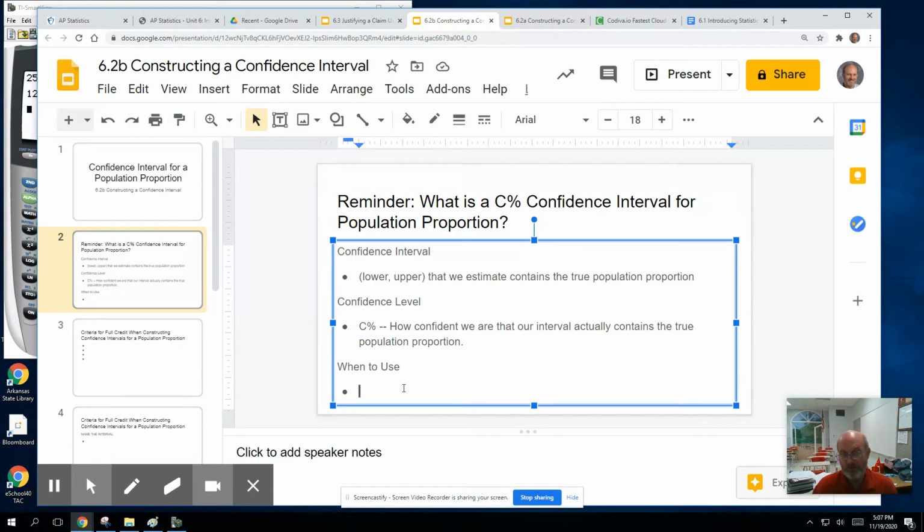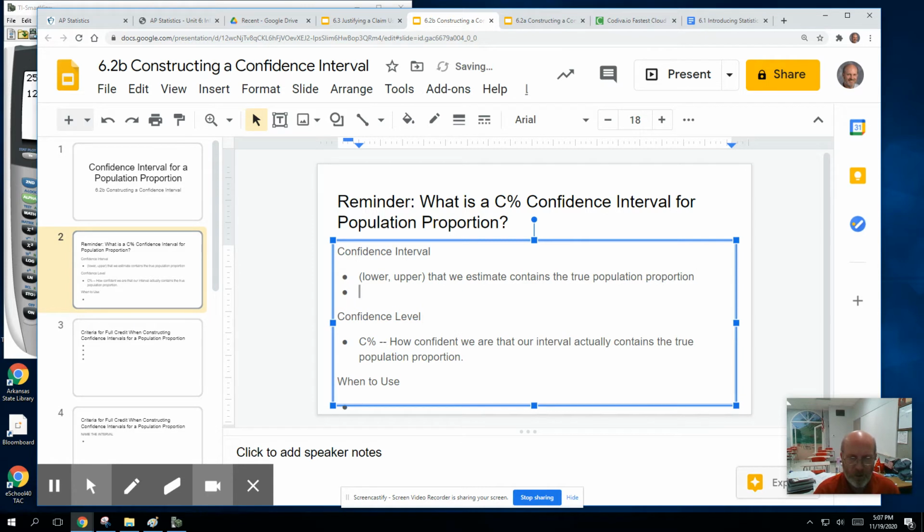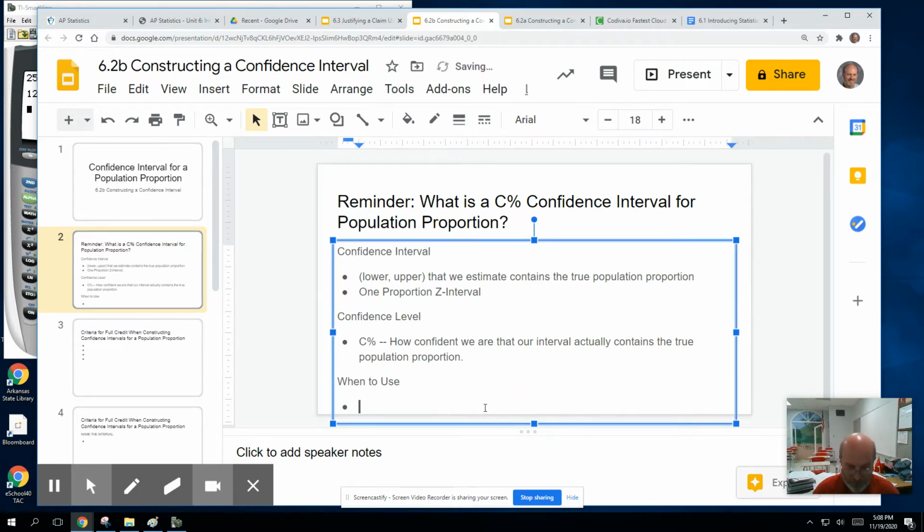When do we use this confidence interval? All right, first off, the confidence interval we want to use when we're calculating this is what we call a one proportion Z interval. And when do we use that? We use that when we are estimating a population proportion from a single sample.